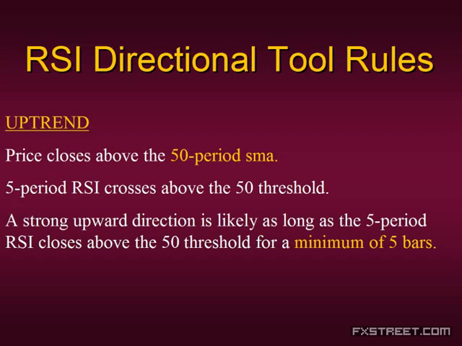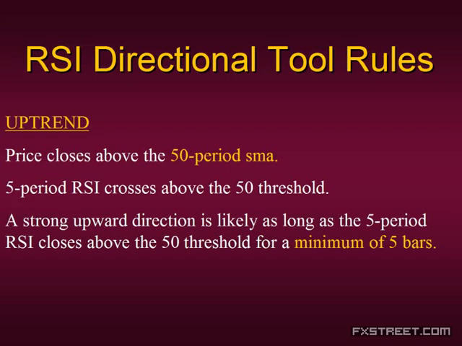Okay, so we want to plot a 50-period simple moving average, and we have to see that price is now above. In other words, the closing price is above the 50-period simple moving average. All right, next, we want to see the 5-period RSI cross above the 50 threshold. So in other words, we want to see that it was below 50 and it now crosses up above, so that the indicator, the RSI tool, is now closing above 50, okay? That 50 threshold in the middle there.